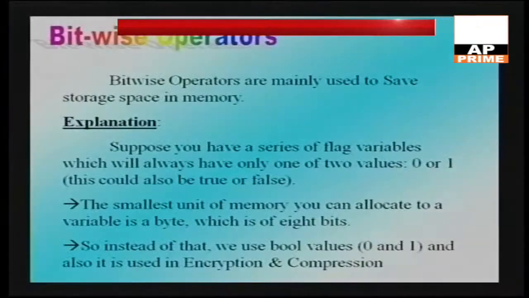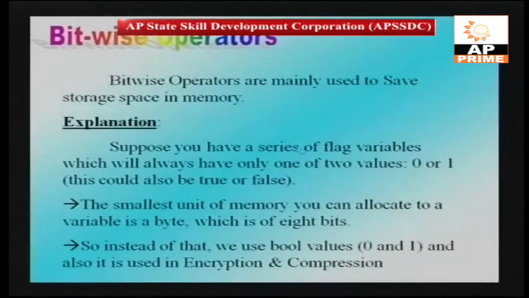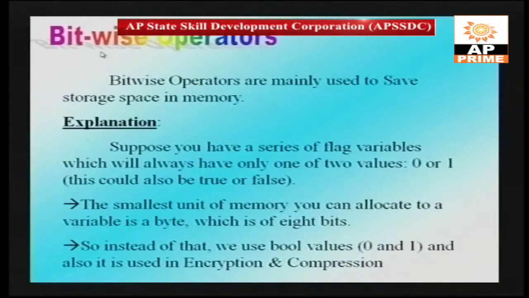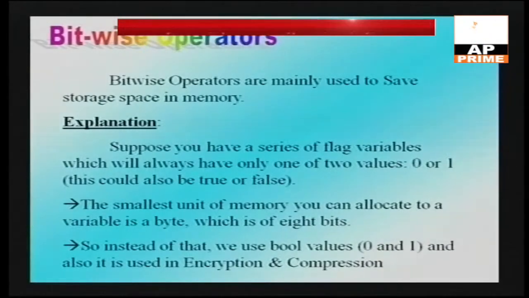What is the next category of operator in C language? Bitwise operators you have, bitwise. Now see what is meant by bitwise operators actually. These are basically used to save storage space in memory. Memory saving purpose to use these operators. What are the binary bits? Zeros and ones. What is the meaning of bitwise operators actually? These operators use binary bits. Which are the binary bits? Zeros and ones.